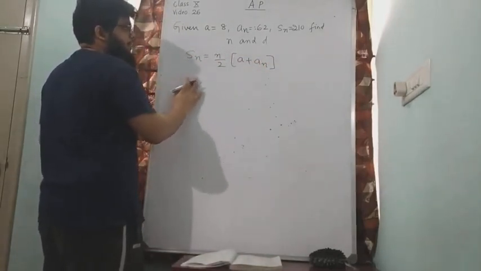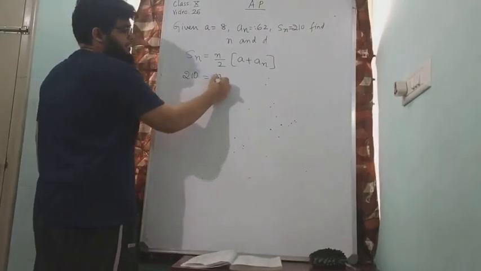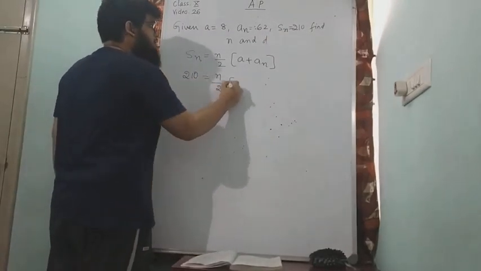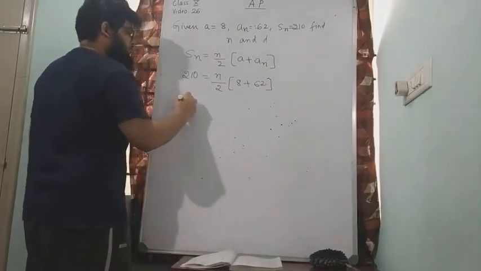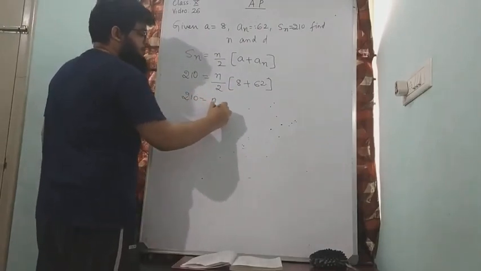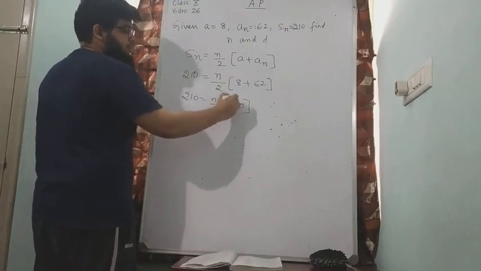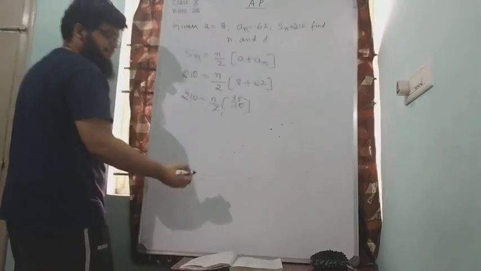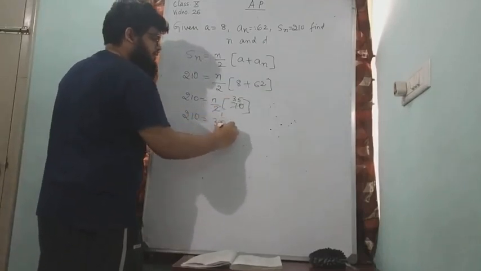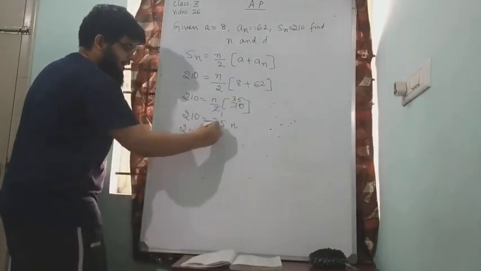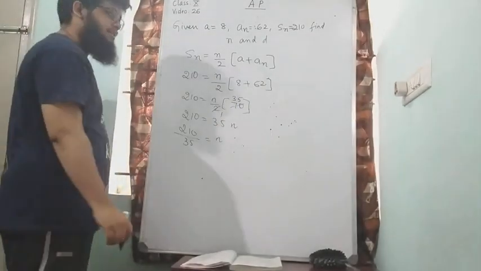Now according to the question, the value of SN is given as 210. So I write 210. N I don't know, so I'll keep N as it is, divided by 2. A is given as 8 plus AN is given as 62. Now 210 is equal to N by 2 into 62 plus 8 is 70. 2 ones are 2, 2 threes are 6, 1 carry, 2 fives are 10, you get 35. 210 is equal to 35 into N, 35N. Now 210 divided by 35 is equal to N. Now 210 you should divide with 35.